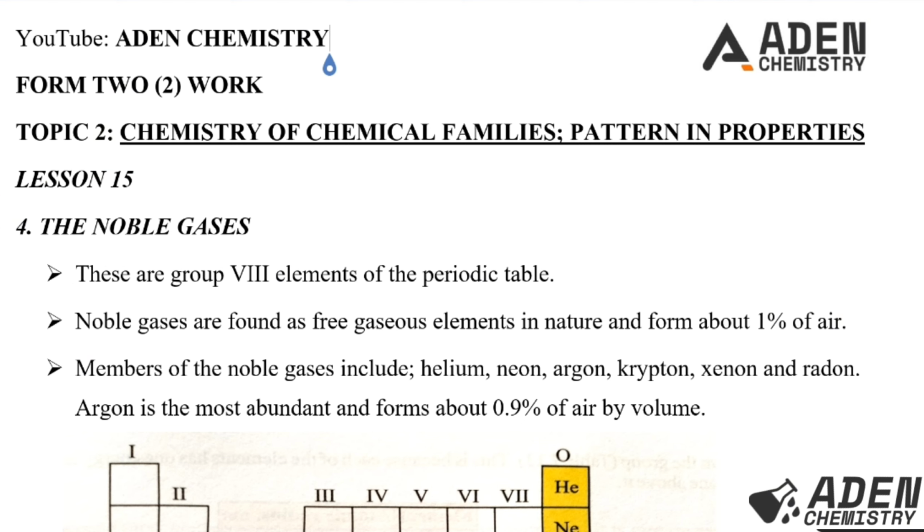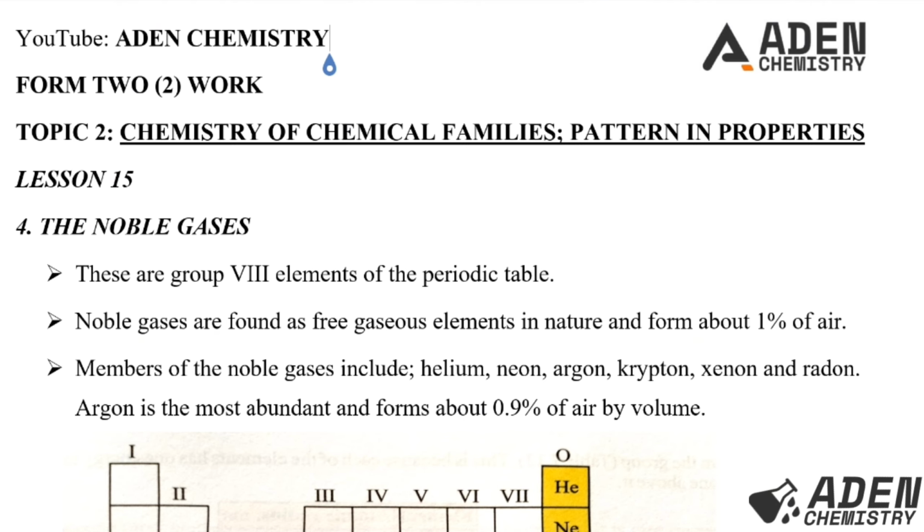So we start by knowing what noble gases are, and we are saying these are group 8 elements of the periodic table. Remember learners, we have done the first family, which was alkali metals, and we said alkali metals are group 1 elements of the periodic table. Then we have done alkaline earth metals, and we said these are group 2 elements. Next, we have done halogens. We said halogens are group 7 elements. So if we are asked what the noble gases are, we say these are group 8 elements of the periodic table. The noble gases are found as free gaseous elements in nature and form about 1% of air.